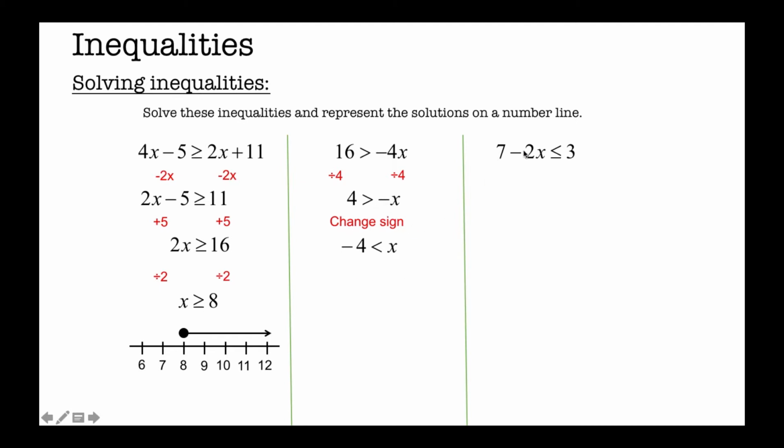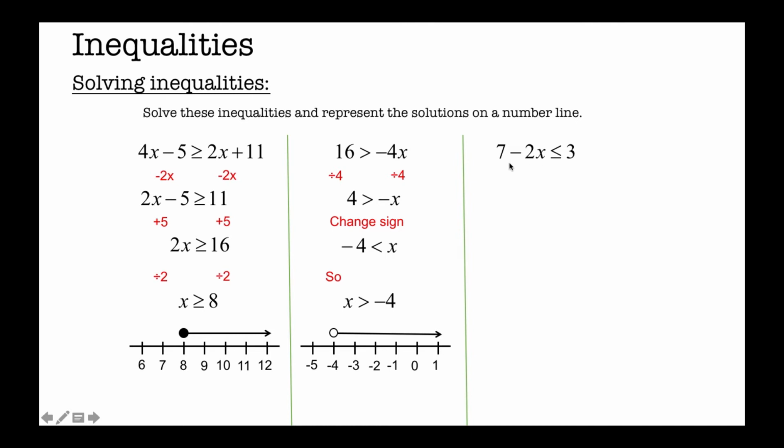Now on this one we have 7 minus 2x is less than or equal to 3. So also x is greater than minus 4. We can write it like that, and we can write it on a number line. So if x is greater than minus 4, we just circle the minus 4 and we draw our arrow because it's greater than.